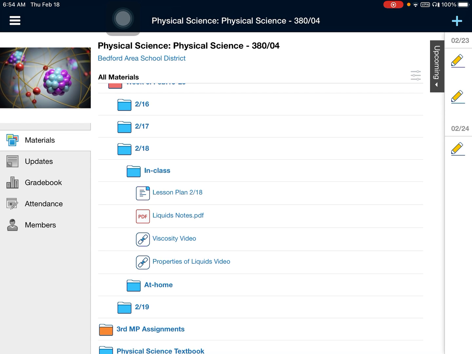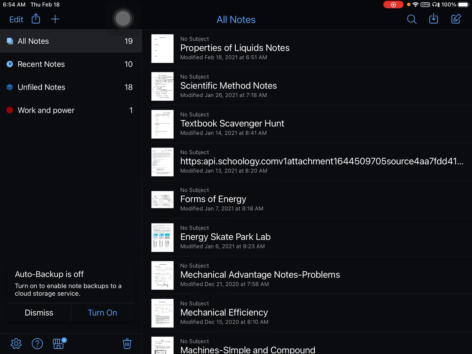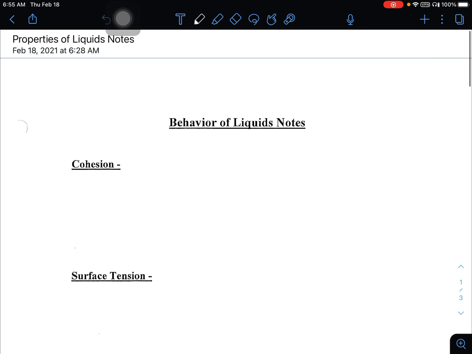Okay, all right, so I'm going to go over to Notability. I've already put the PDF into my Notability, and this is it. It's the behavior of liquids notes. So yesterday in class, we talked about gases, how gases exert pressure on the walls of their container. We talked about Boyle's law and how pressure and the volume of a gas are related. And we also talked about something called Charles' law, which describes the relationship between temperature of a gas and its volume.